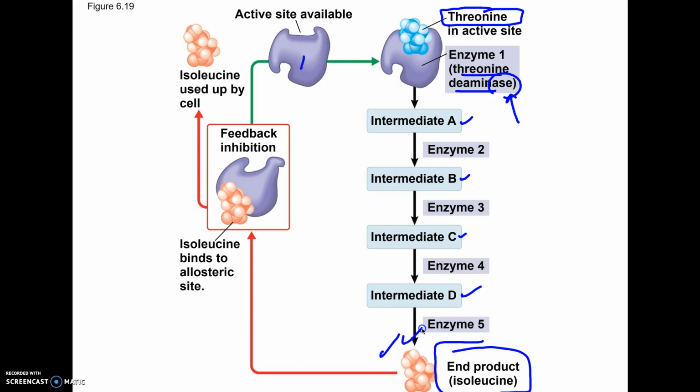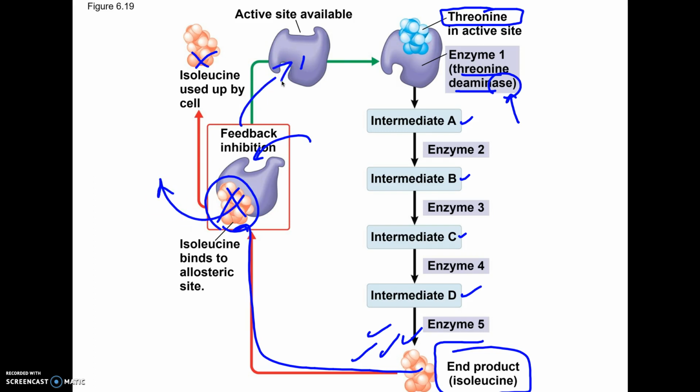So hopefully your cell is using up this isoleucine, but let's say that your cell's not using all of it. Now you're starting to get too much. Well, the isoleucine itself is an inhibitor. It's actually a non-competitive inhibitor of this first enzyme, threonine deaminase. Notice how the active site has changed shape, and now this enzyme doesn't work. As you use up all of the isoleucine, your body's going to say, uh-oh, I need more. It gets pulled off of the enzyme, goes back to its original shape, and this pathway can start all over again.